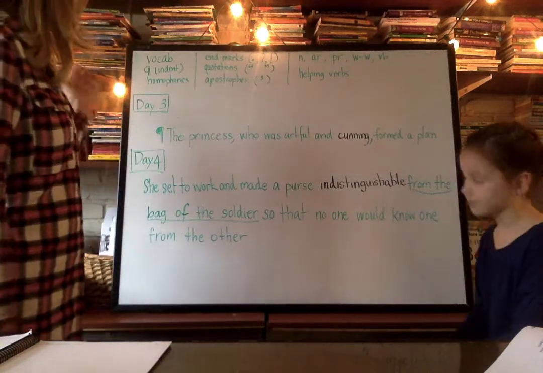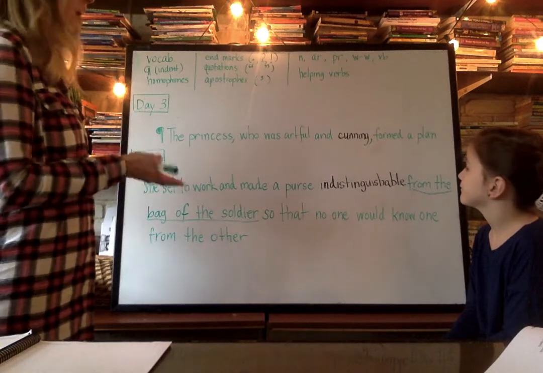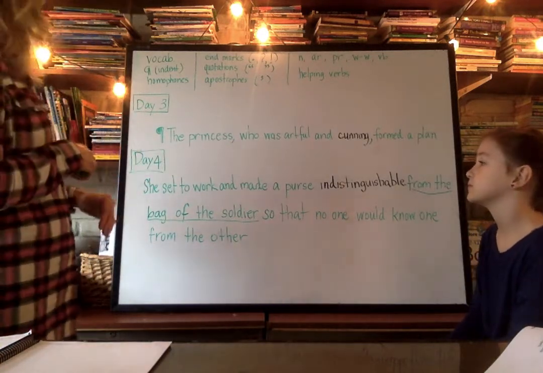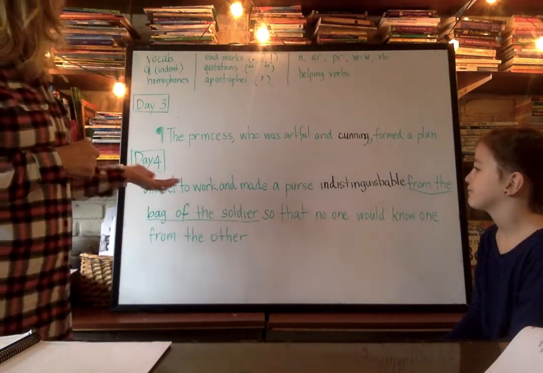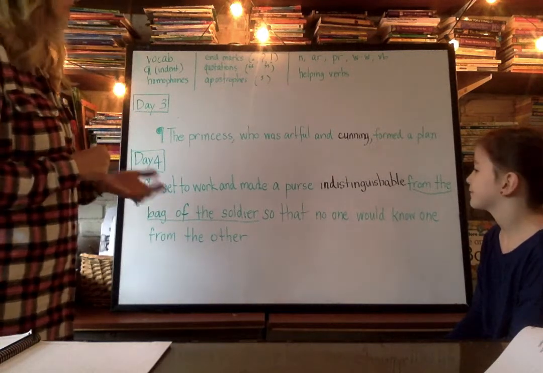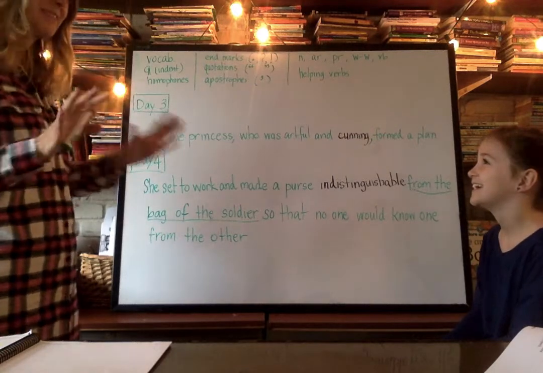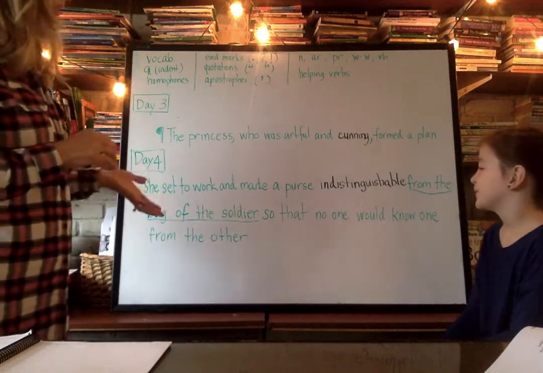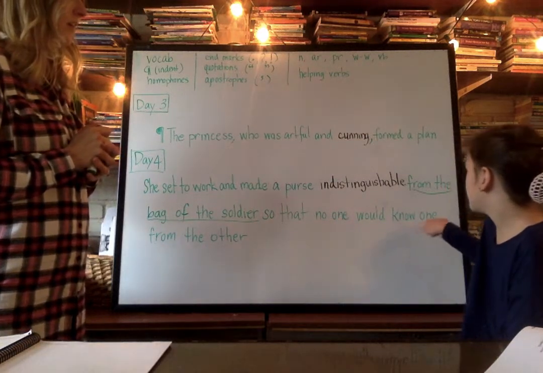Okay, so the princess who was artful and cunning formed a plan. Do we have any homophones in that sentence? No. We don't. Okay, well, let's move on to day 4, and let's just check to see if we have any homophones there. She set to work and made a purse, indistinguishable from the bag of the soldier, so that no one would know one from the other. Do we have the homophones in there? Technically, okay. What are the homophones? No one and no one.